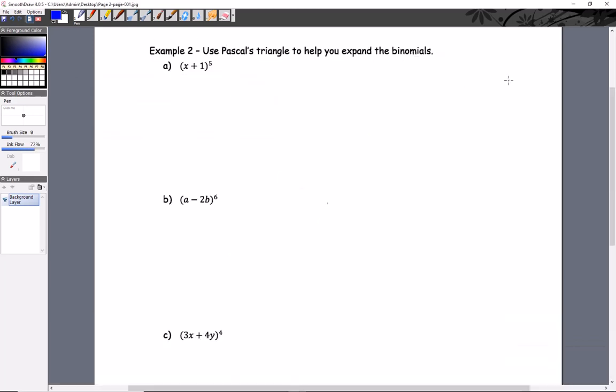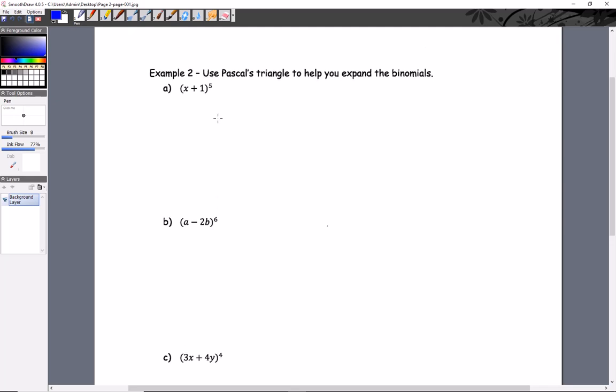Alright, so we made the conversion to the next page in no time at all. So how do you apply this in order to get these expansions going? Get your wrist nice and loosened up, because there's going to be a lot of writing here. So it says use Pascal's triangle to help expand the binomials, and we're starting out with a 5th power. If you look down your Pascal's triangle, that was 1, 5, 10, 10, 5, 1 for your coefficients.